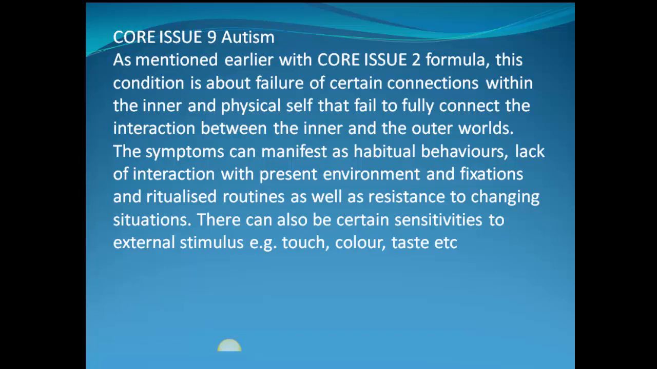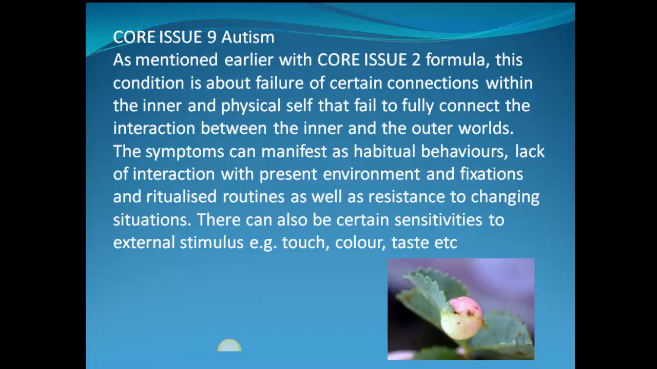And as mentioned earlier with core issue 2 formula, this condition is about failure of certain connections within the inner and physical self that fail to fully connect the interaction between the inner and the outer worlds. So the symptoms can manifest as habitual behaviours, lack of interaction with the present environment and situation, and fixations and ritualised routines, as well as resistance to changing situations. There can also be certain sensitivities to external stimulus, for example, touch or colour or taste, etc. And this can very often be hypersensitive behaviour, where they can be completely overwhelmed, like in a busy, noisy classroom, for example. And this is the plant, like the two hemispheres of the brain, that has been out of alignment, that has been used to create this formula.